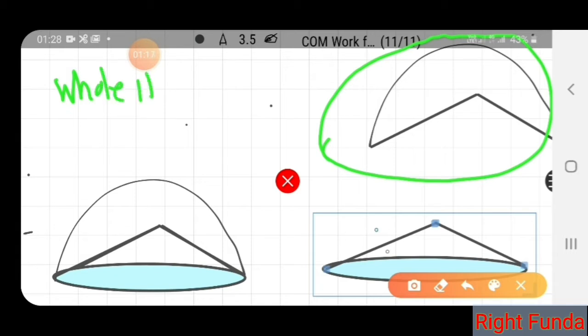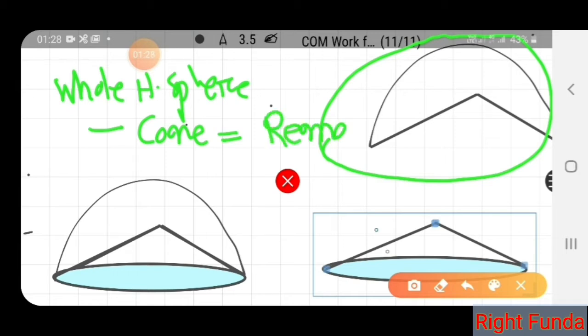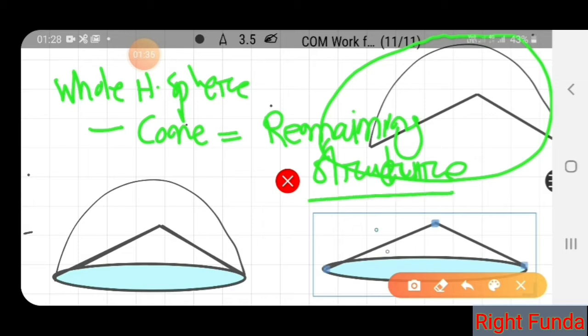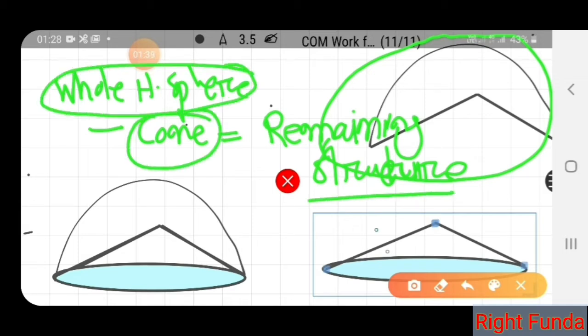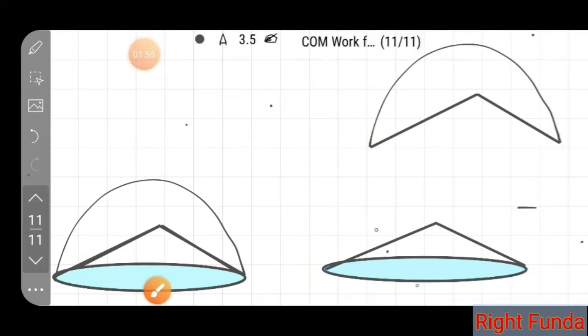Whole hemisphere minus cone is equal to remaining structure. So this concept you have to use again. Whole hemisphere minus cone is equal to this. So first we'll see what was the whole hemisphere mass, what was the cone mass, and what became the remaining structure's mass. We'll calculate. Now let's go.